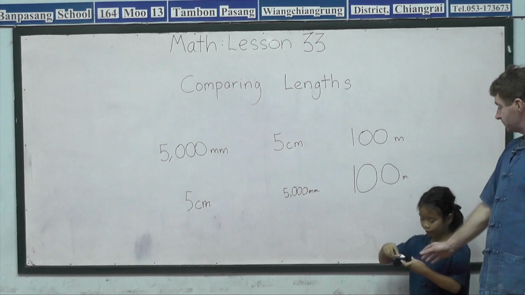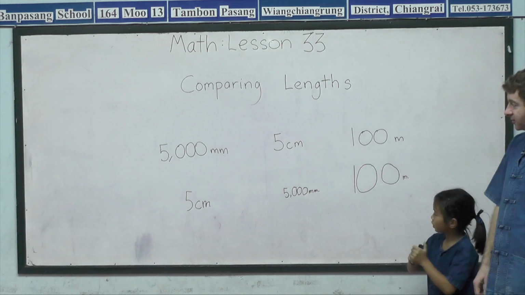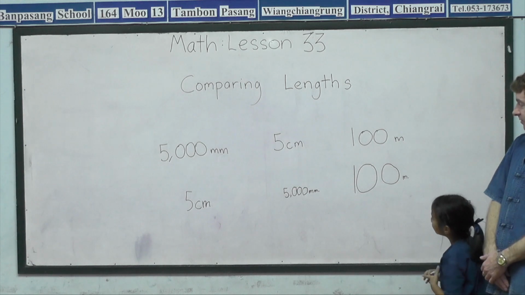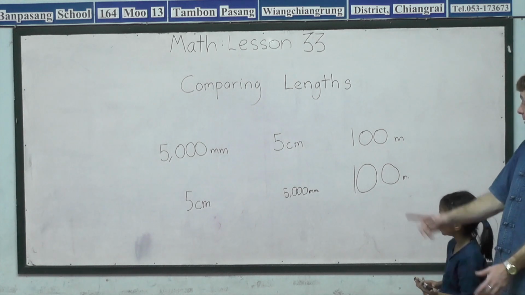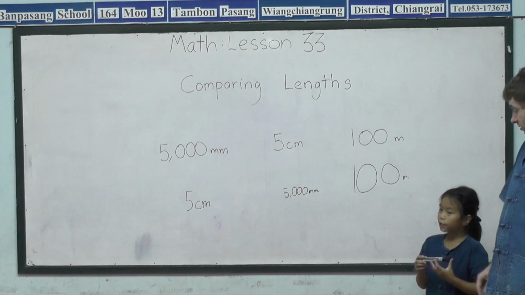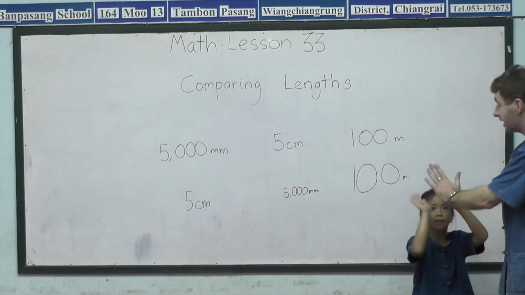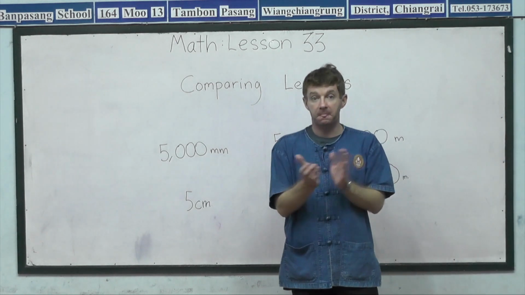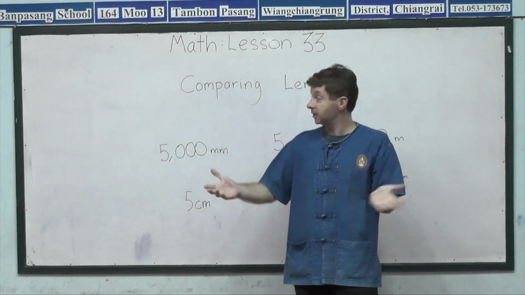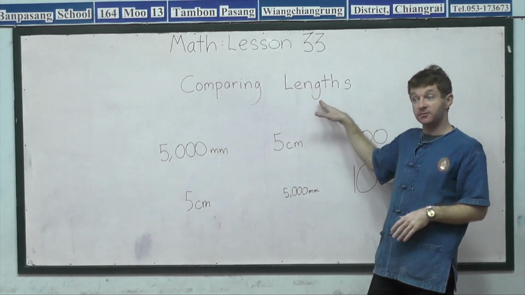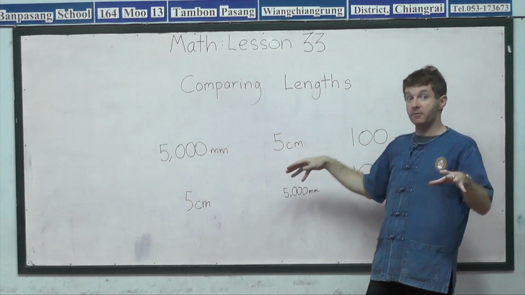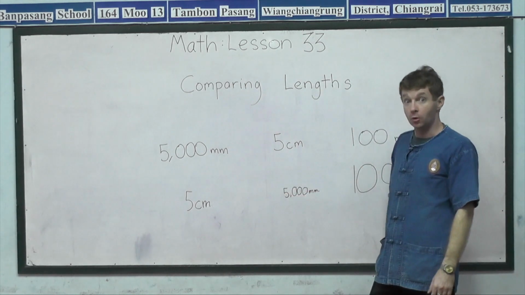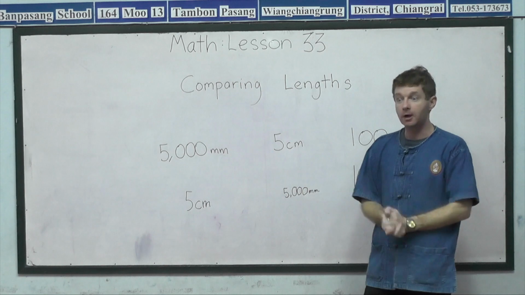Excellent. So Prel, which length is shortest? 5 centimeters. Which is the middle length? 5,000 millimeters. And which is the longest length? 100 meters. Excellent. High five and clap for Prel, please. Excellent, guys. So you see, you're comparing lengths. And not only are you comparing, you're going one step further and you're sorting them into order, which is great. So shall we do one more?